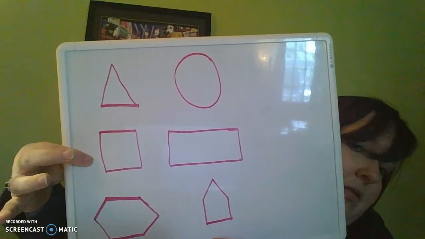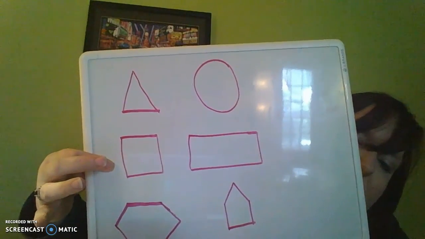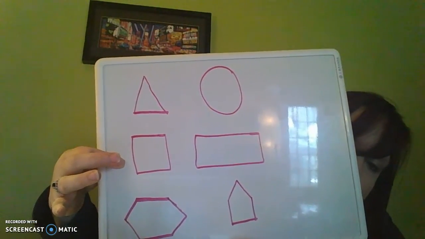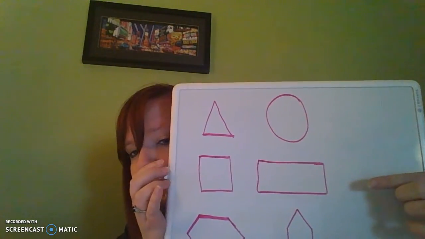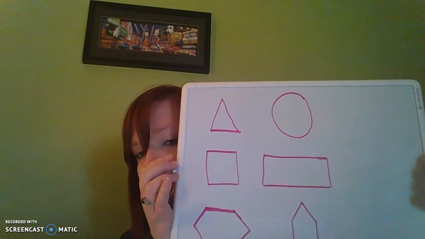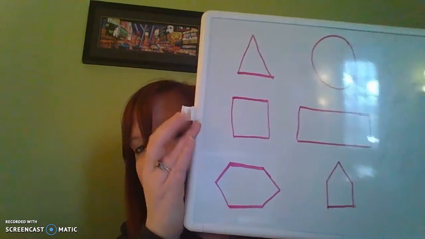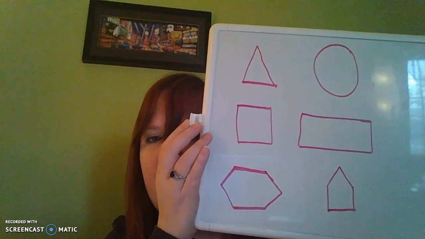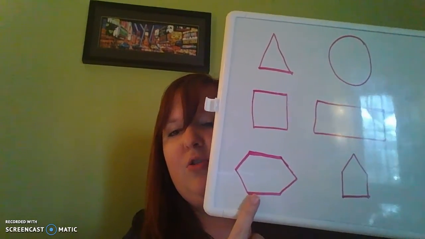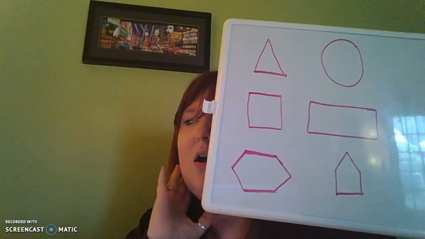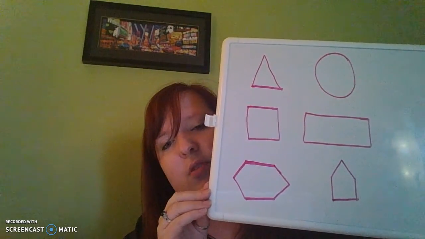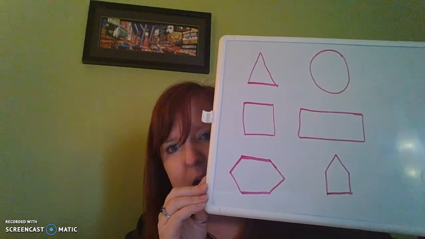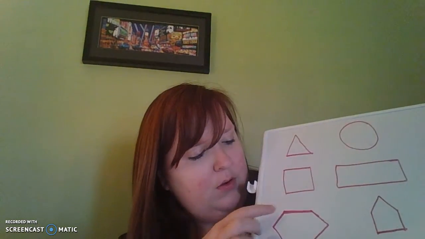What is it? A square. A square. How many sides? 4. How many vertices? 4. Good job. Next one. A rectangle. Good. How many sides? 4. Vertices? 4. Okay, the next one. What shape is this? Starts with a hexagon. How many sides does a hexagon have? 6. Good. How many vertices? 1, 2, 3, 4, 5, 6.